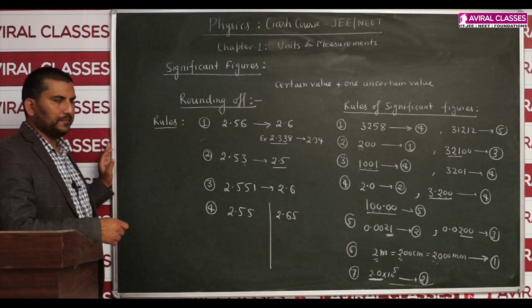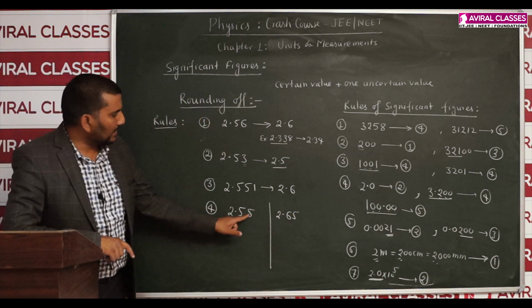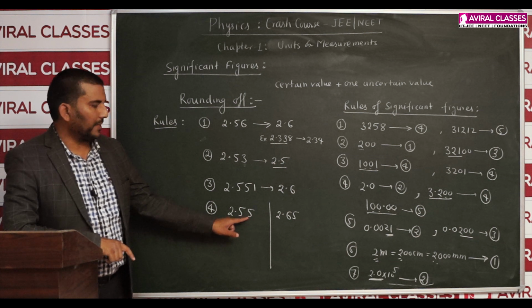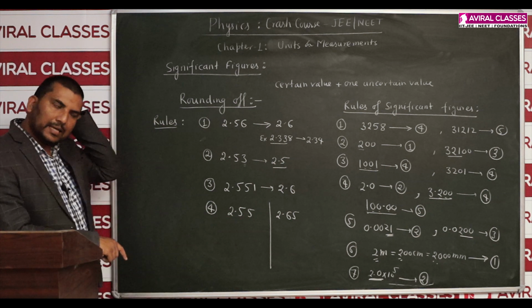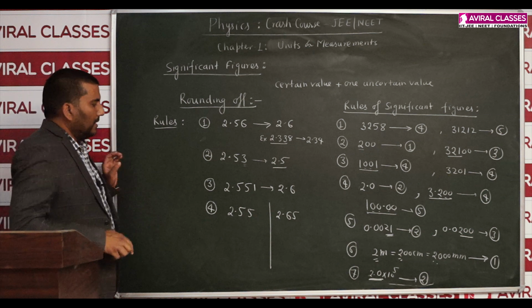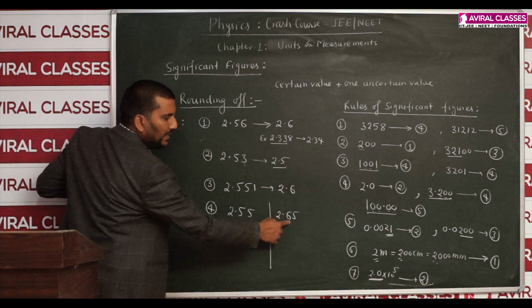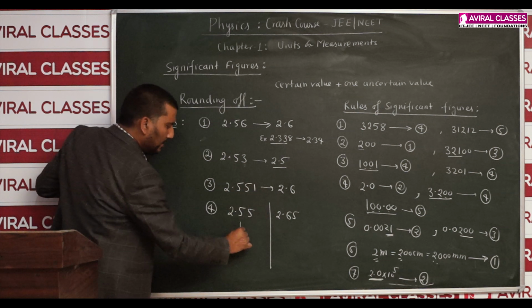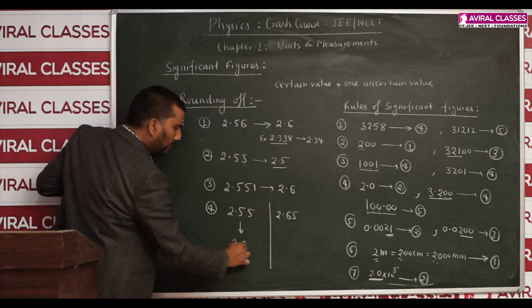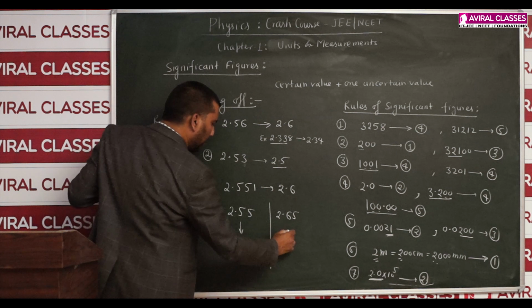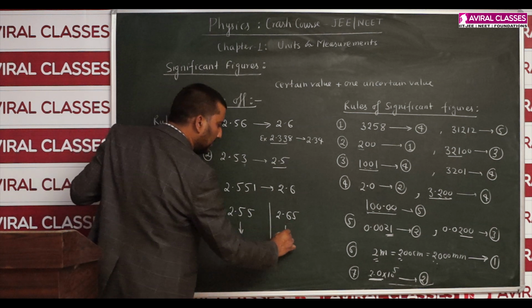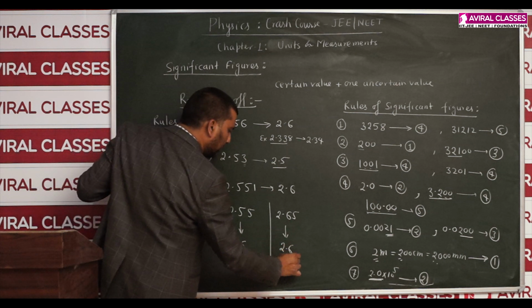In both the cases, last digit is 5. Now, if the preceding digit is odd, it is raised by 1, and if the preceding digit is even, it will remain the same.